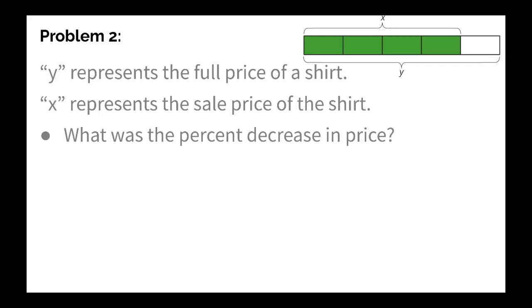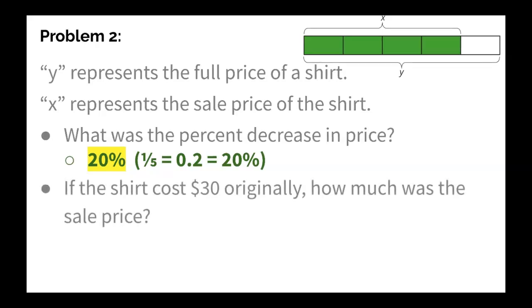All right, this time, because there are 5 blocks originally and you're getting rid of 1 of them, 1 out of 5 is 1/5 is 0.2 is 20%. So this time we're decreasing the original by 20%, not the 25%. So if the shirt cost $30 originally, can you figure out how much the sale price was?